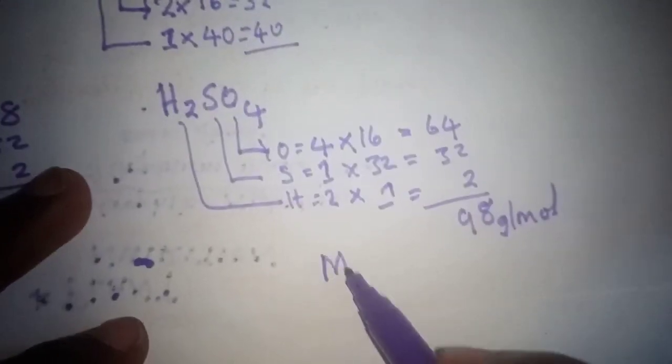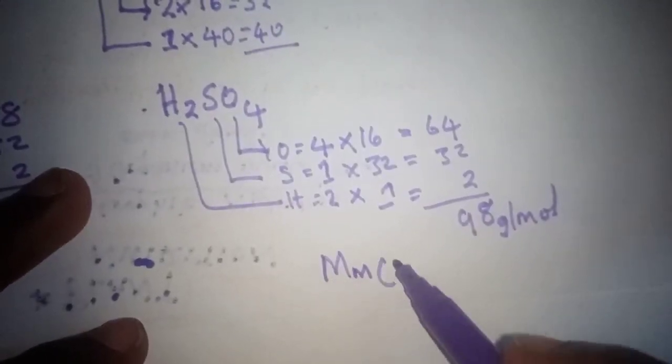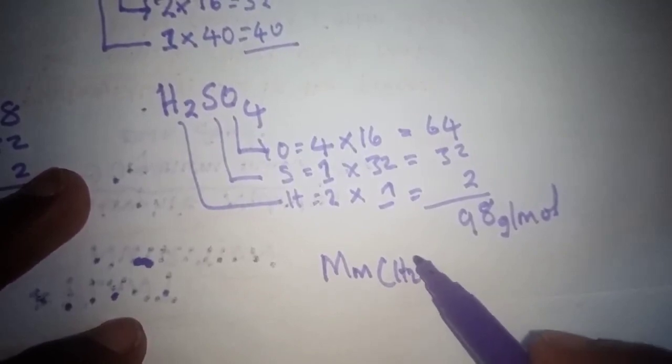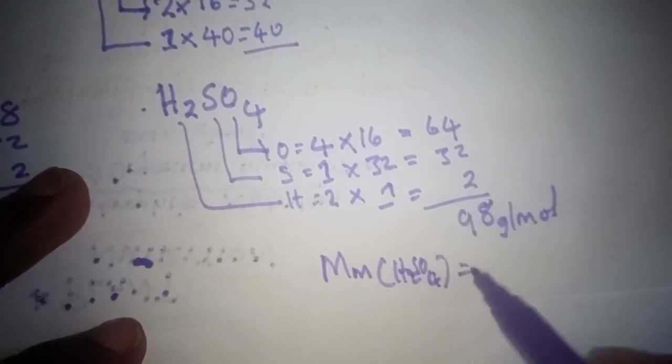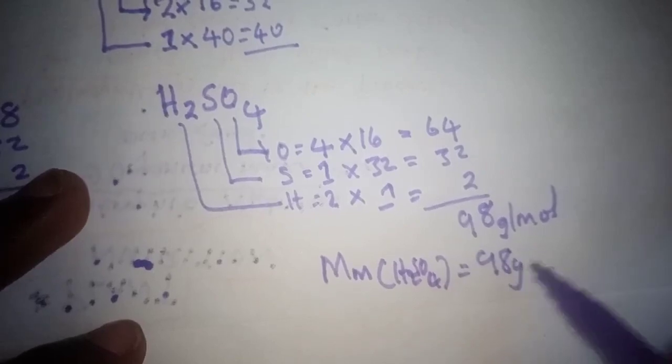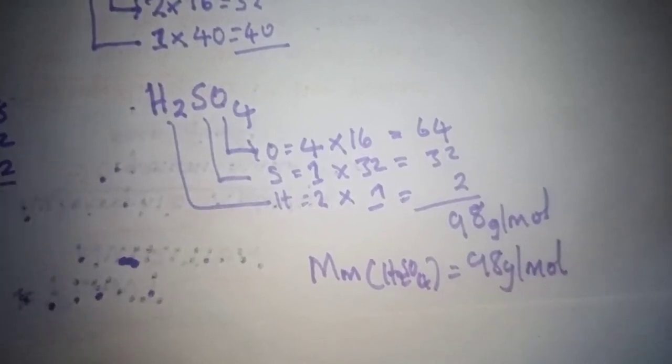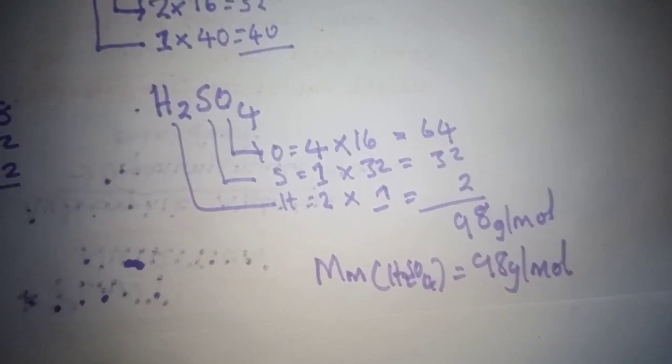So we say the molar mass for sulfuric acid is 98 grams per mole. The molar mass for sulfuric acid is simply 98 grams per mole.